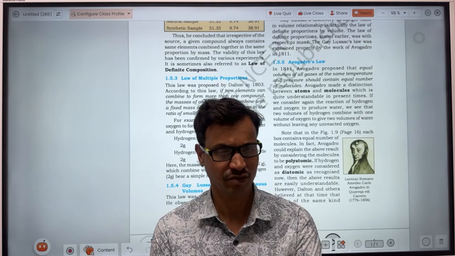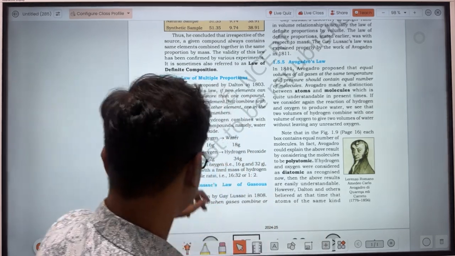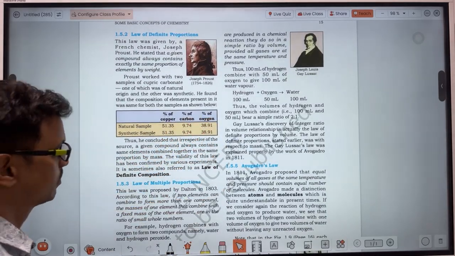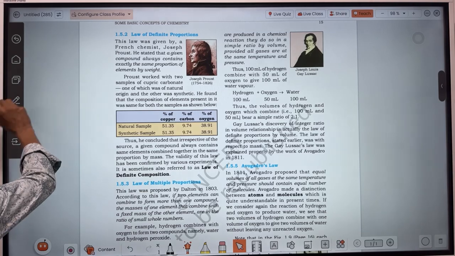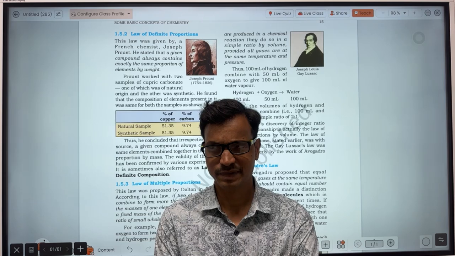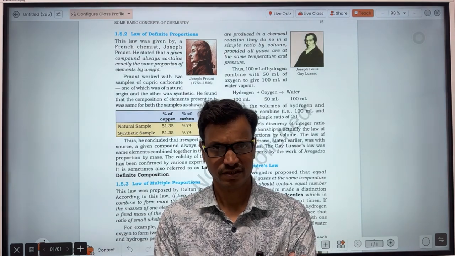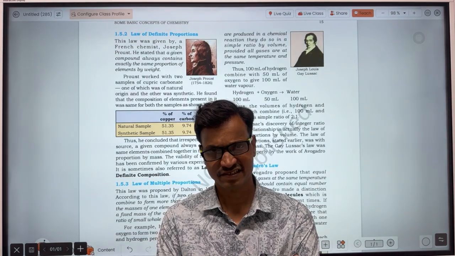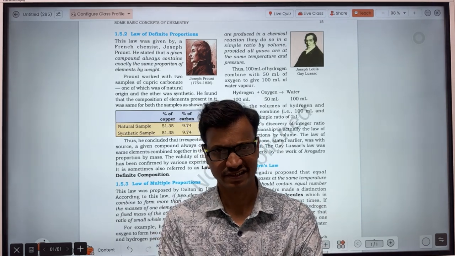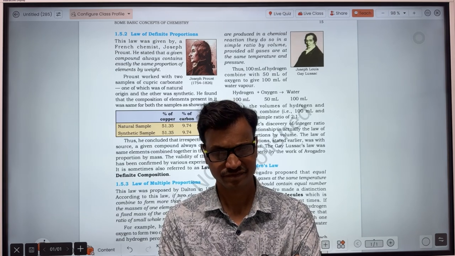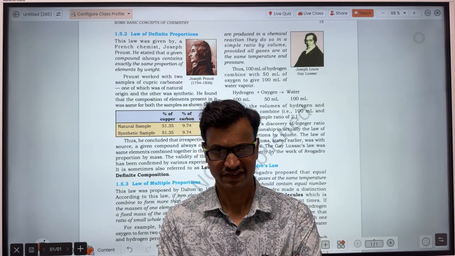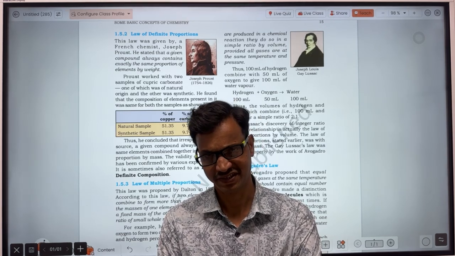That means when gases react and form a gaseous product, in that case Gay-Lussac's law of gaseous volume applies. So what is it? Gay-Lussac's law of gaseous volume states that during a chemical reaction, the ratio of the volume occupied by the gaseous reactants, as well as of any one of the reactants and the product, will be a simple whole number ratio.